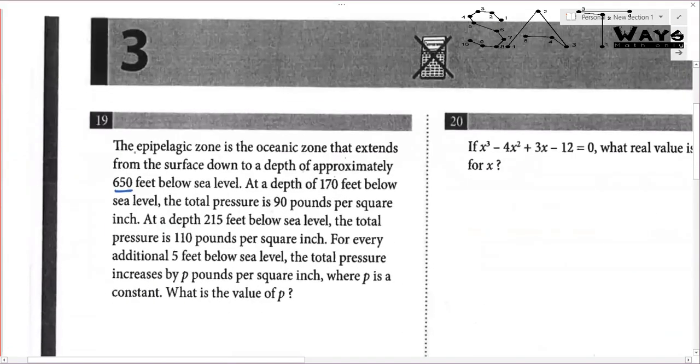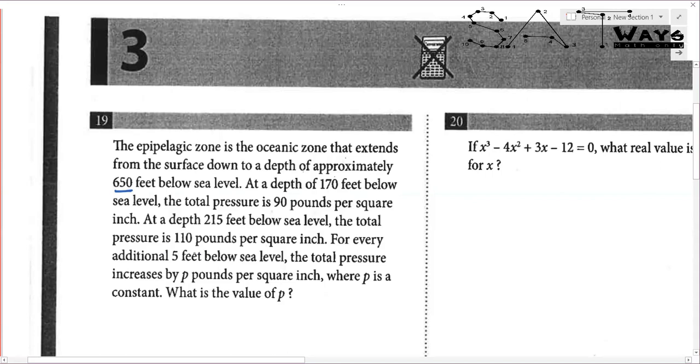All right. In number 19, he says the epipelagic zone is the oceanic zone that extends from the surface down to a depth approximately 650 feet below the sea level. At a depth of 170 feet below the sea level, the total pressure is 90 pounds per square inch. At a depth of 215 feet below the sea level, the total pressure is 110 pounds per square inch. For every additional 5 feet below the sea level, the total pressure increases by P pounds per square inch, where P is a constant. What is the value of P?